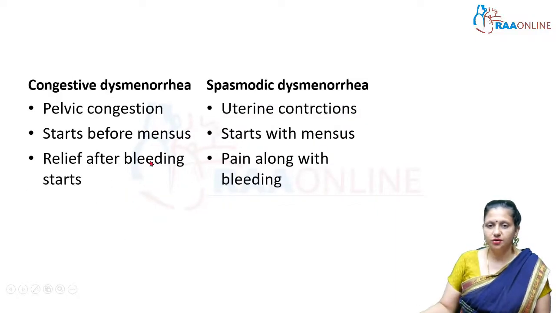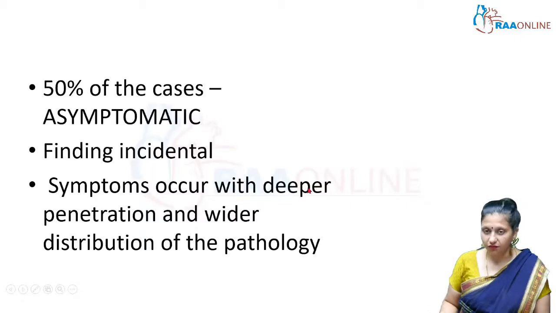So there are two types of painful periods: congestive dysmenorrhea and spasmodic dysmenorrhea. Both happen in adenomyosis. The reason for congestive dysmenorrhea is pelvic congestion. Congestive dysmenorrhea will start before the menses and will relieve after the bleeding starts. Whereas spasmodic dysmenorrhea is the dysmenorrhea of uterine contraction, which starts with the periods.